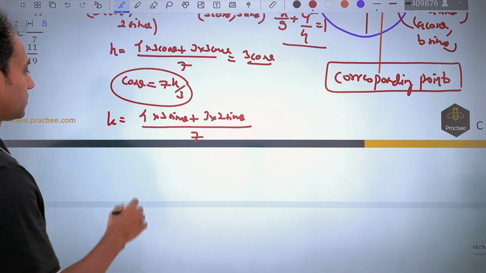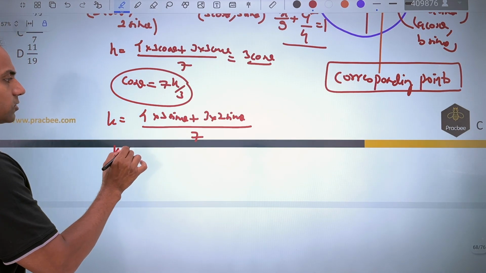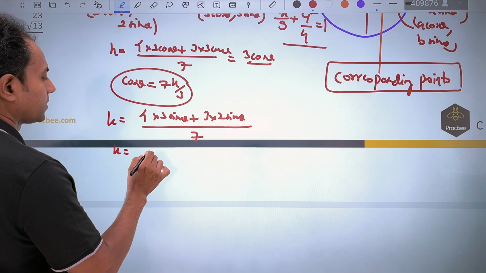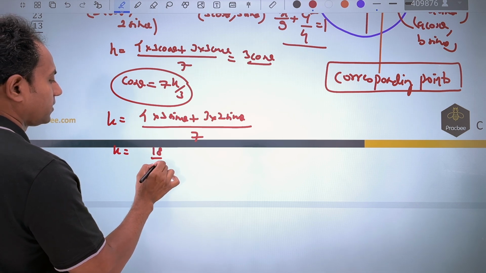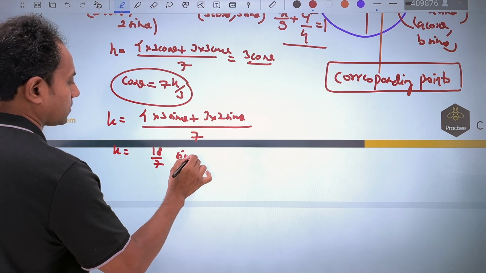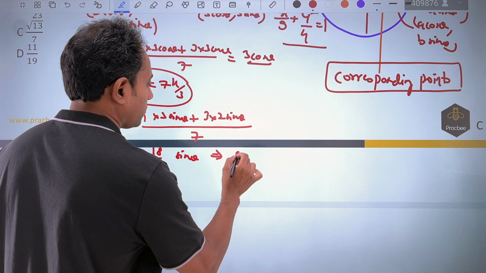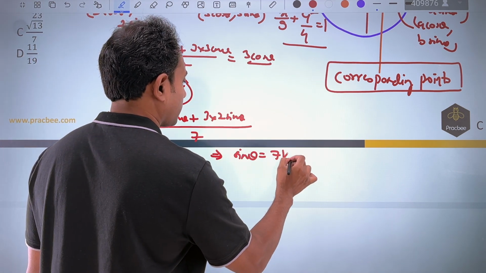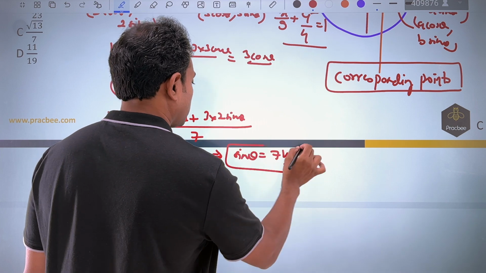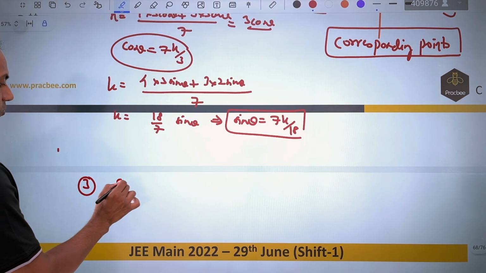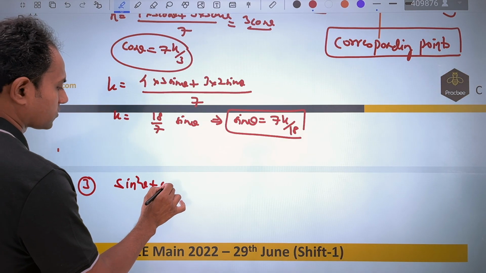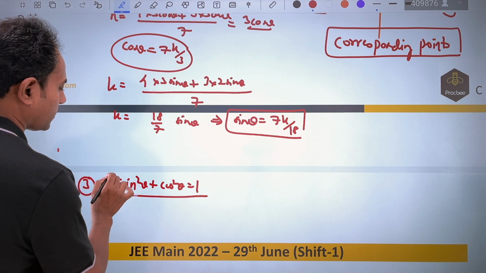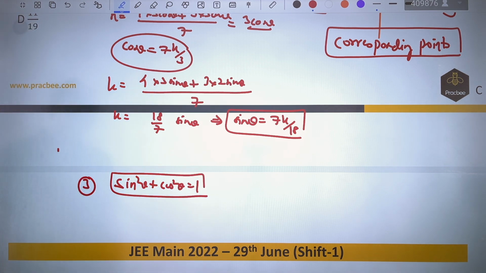So you can see that k comes out to be 4 into 3, 12. 12 plus 6 will become 18. 18 by 7 sin theta. So from here the value of sine theta comes out to be nothing but 7k by 18. The third step, we are going to do sine square theta plus cos square theta equal to 1, and this we have done multiple times now in multiple questions.